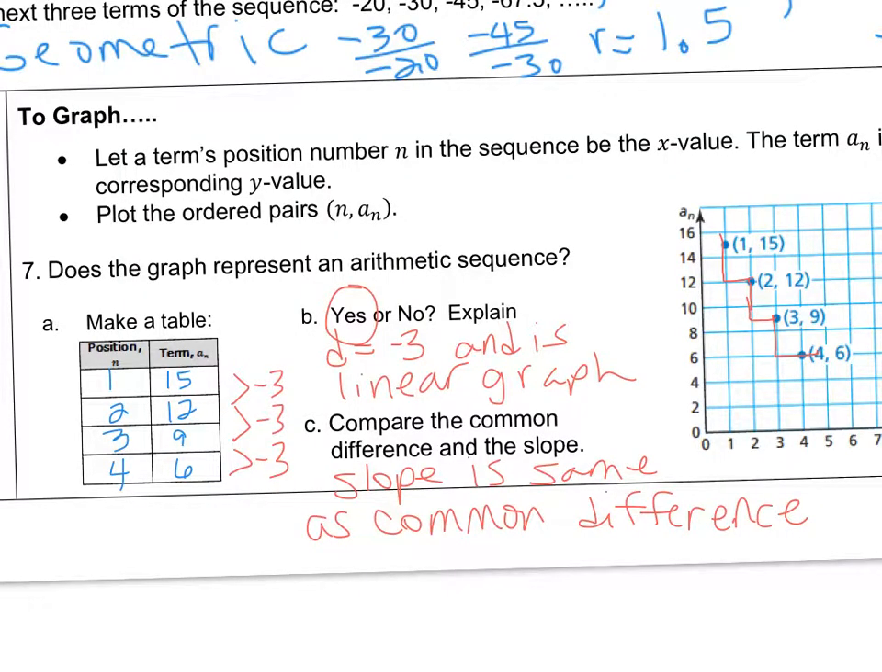Okay, so hopefully while you were exploring this one, what you found out was that the slope is the same as the common difference. So when you're working with an arithmetic sequence, you can always tell that your slope and your common difference will be the same number.